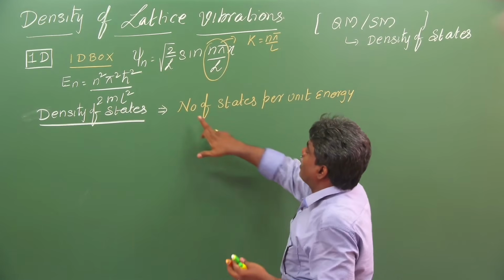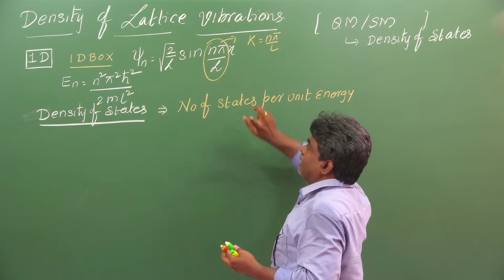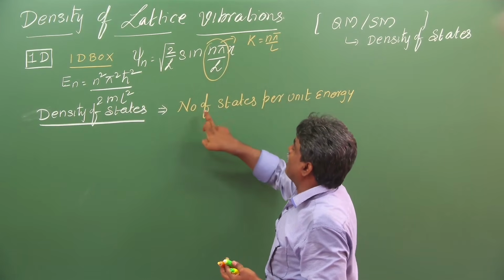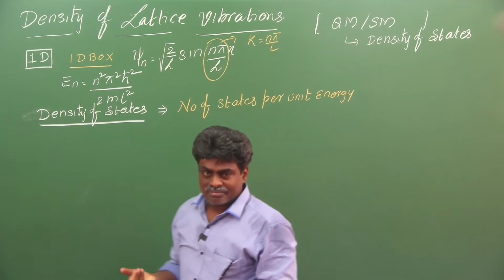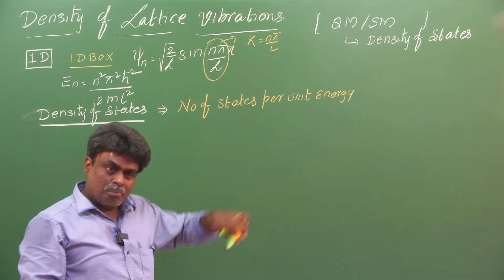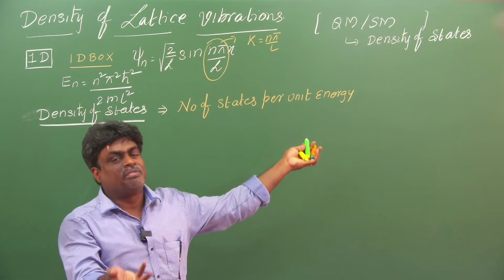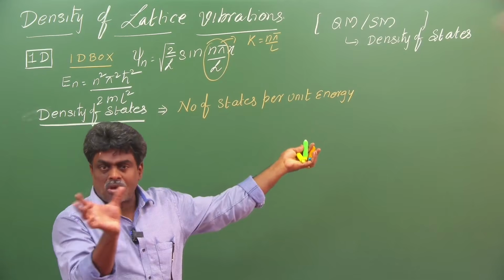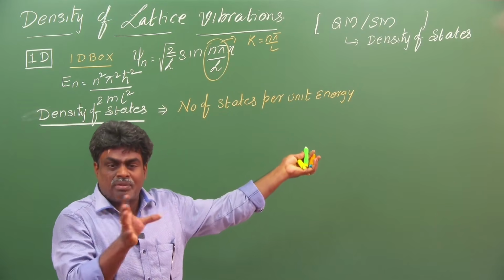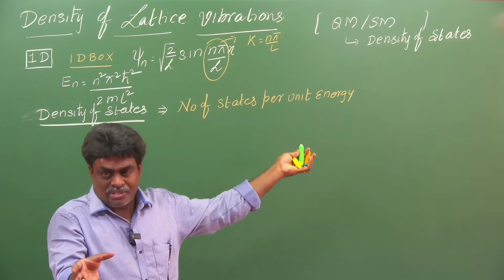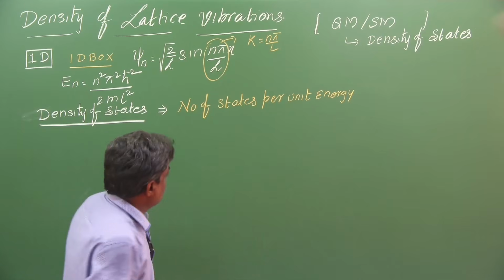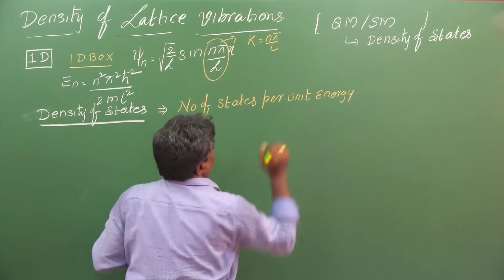Wherever I said number of states, in SSP you have to take number of lattice points. Per unit energy you can say, or per unit frequency also you can say, because we are talking about oscillations, that's why we say frequency. Understand? Number of states per unit energy.